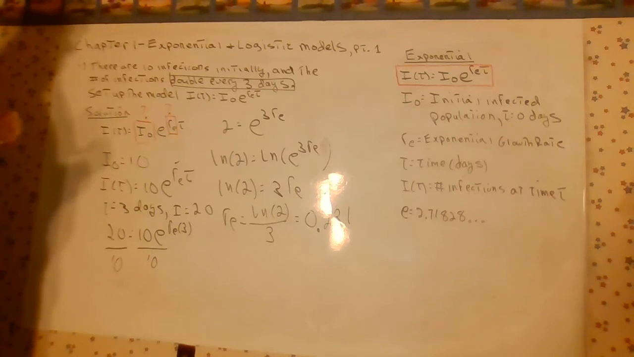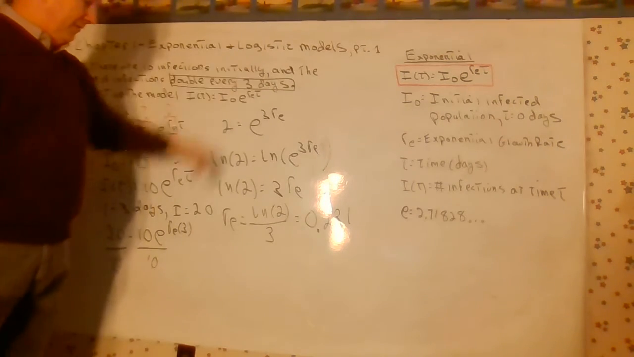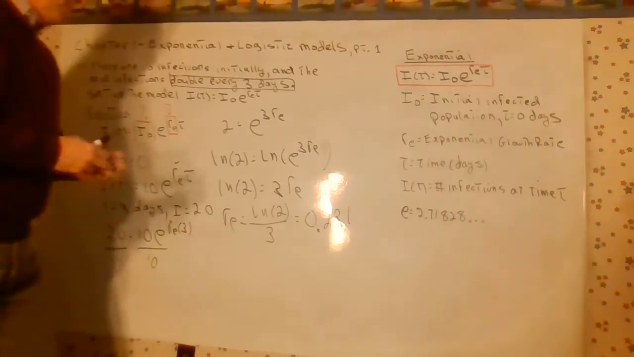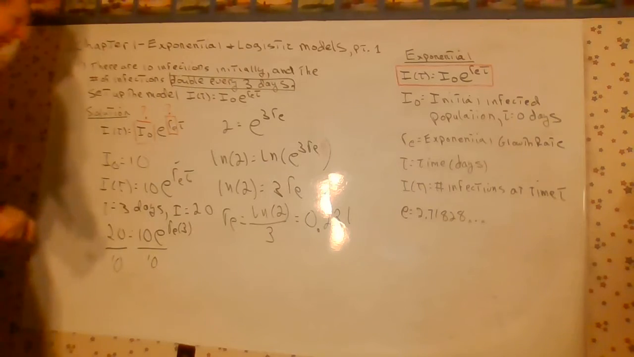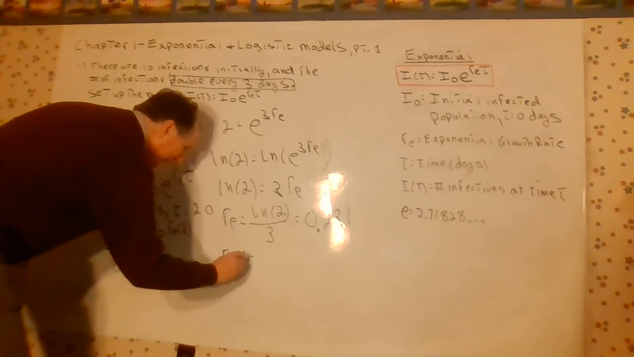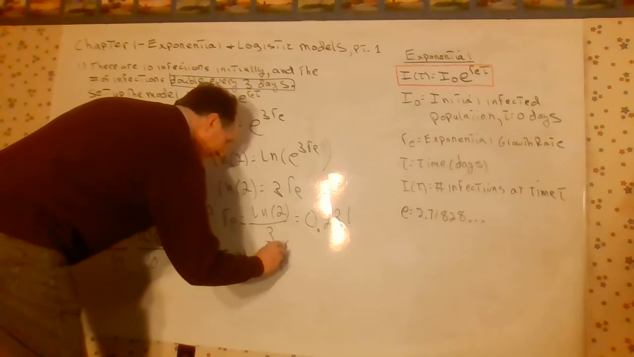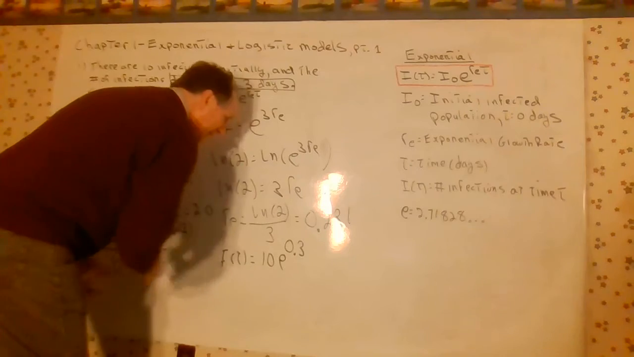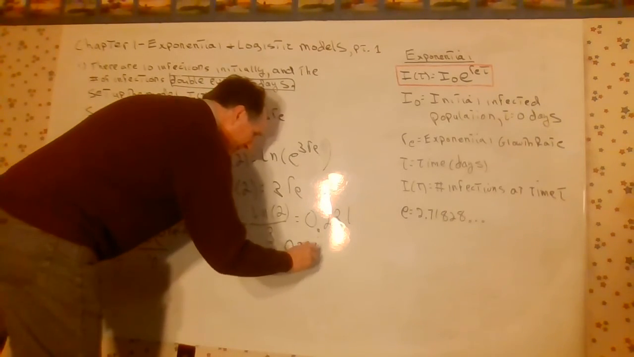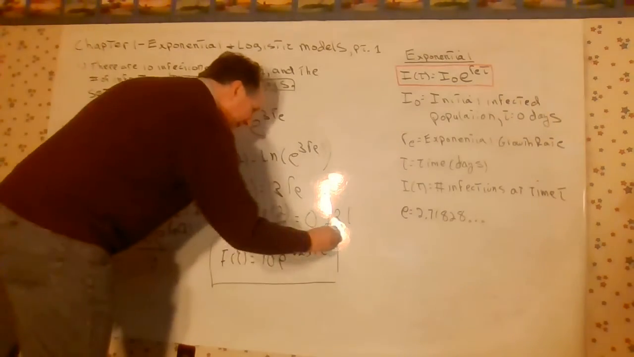And the chances are something won't exactly double every 3 days, so how certain you are up here would affect this, but that's another matter. We won't get into that. So in any event, we can rewrite our final model. I of t is equal to 10 e to the 0.231 t. And there is our exponential model.